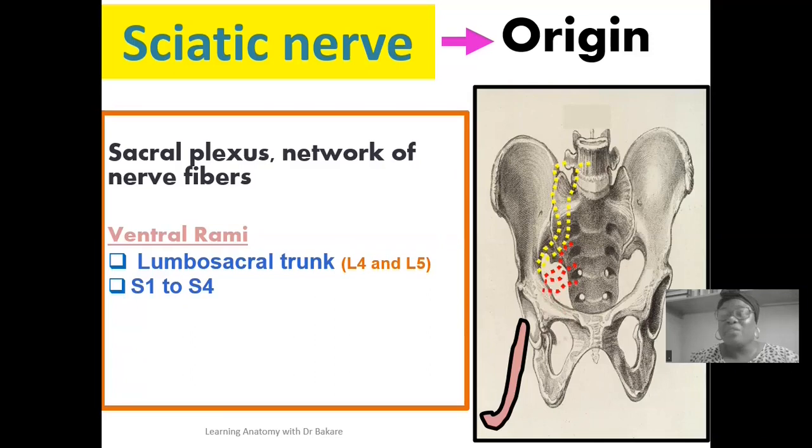So you have a number of nerves coming together, specifically the anterior rami of the lumbosacral trunk, which basically is L4 and L5 spinal nerves, and also the anterior rami from S1 to S4. So this collection of anterior rami from L4 to S4 here is what makes up the sacral plexus. From the sacral plexus, we have the emergence of a number of nerves that give innervations to the skin and also the muscles around the pelvis and also the lower limb. One of these branches is the sciatic nerve, and this is the sciatic nerve highlighted in dotted blue.